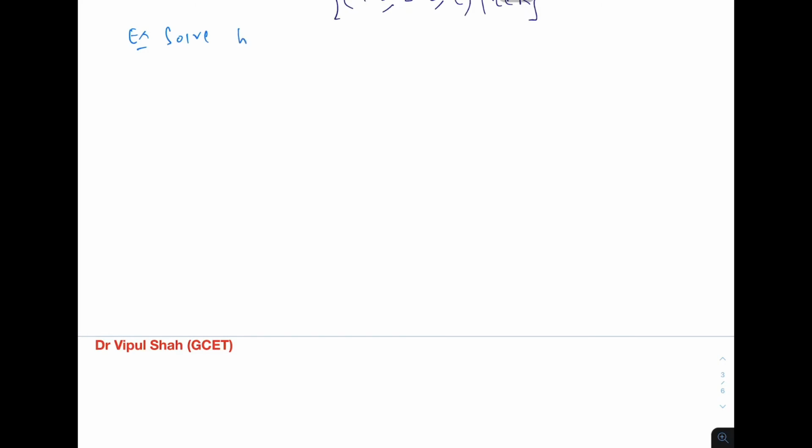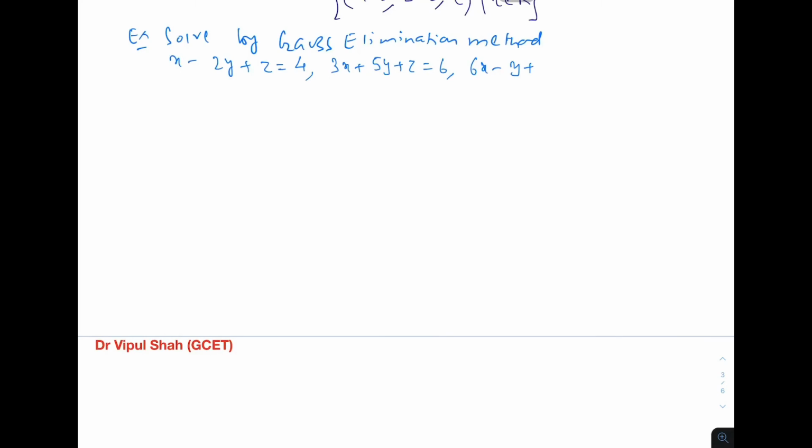Solve by Gauss elimination. Okay, so the system is x minus 2y plus z equal to 4, 3x plus 5y plus z equal to 6, 6x minus y plus 4z equal to 2.